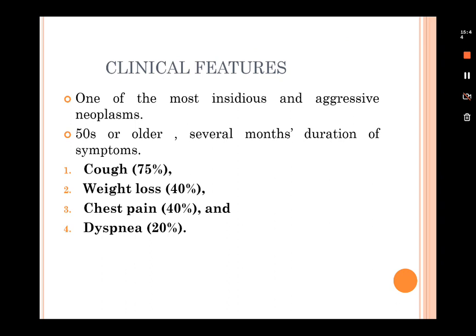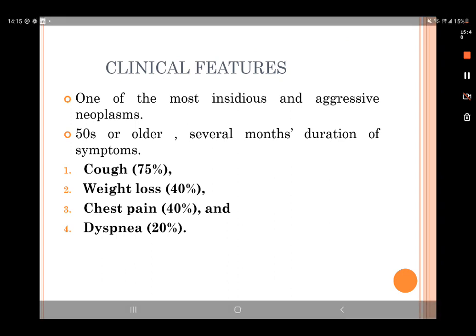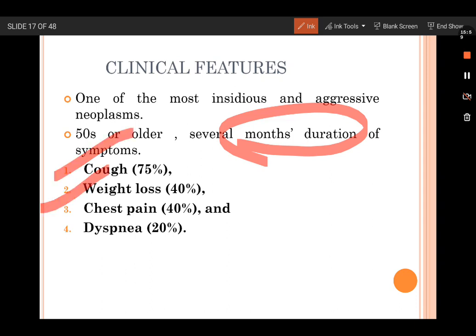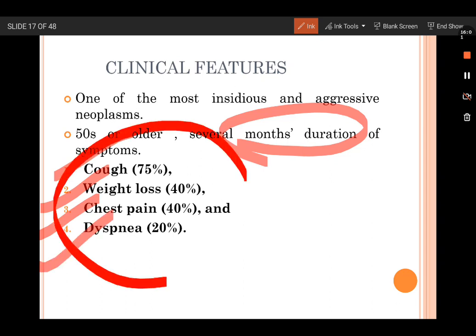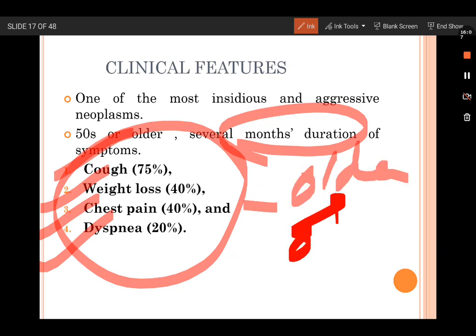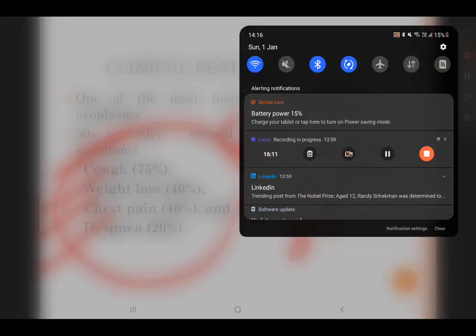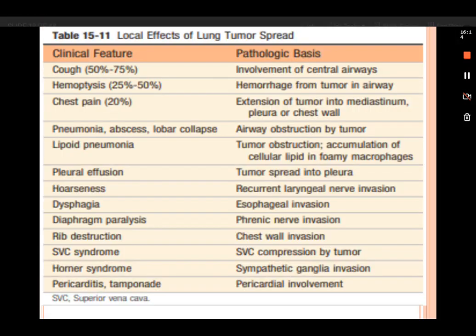Now coming to clinical features. This is one of the most insidious and aggressive neoplasms. These are older males who have had symptoms for several months. It's not a two-week cough, okay? It's been several months that he's having cough, weight loss, chest pain, and dyspnea. These symptoms together, along with an older male, you have to think of it. This will be your differential diagnosis that you'll keep in mind.